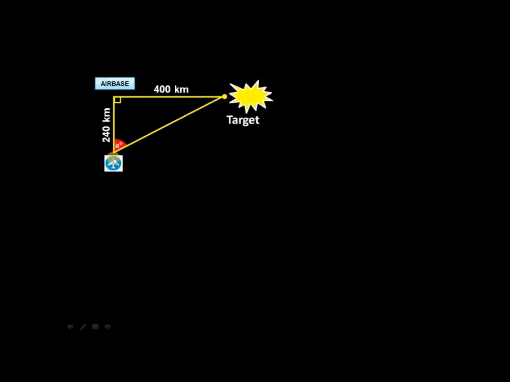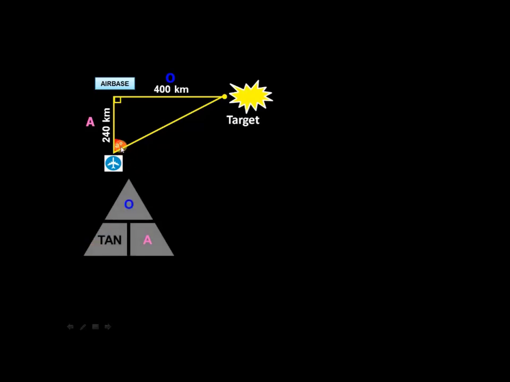In this question, we want to find angle A. From the angle, we go opposite and we see 400. So 400 is the opposite, letter O. 240 is next to the angle, so it's called the adjacent, letter A. Opposite and adjacent is the tangent triangle.